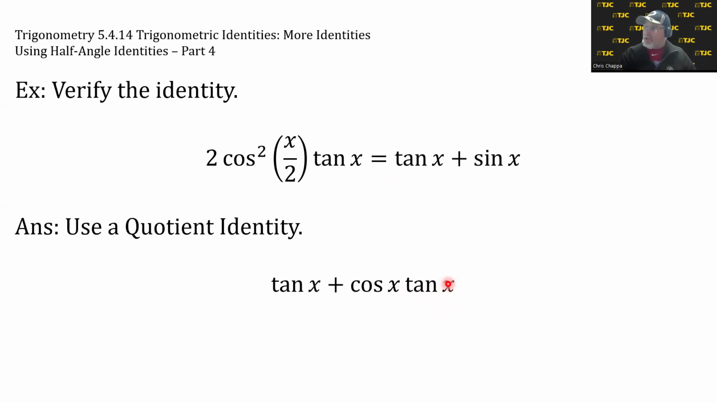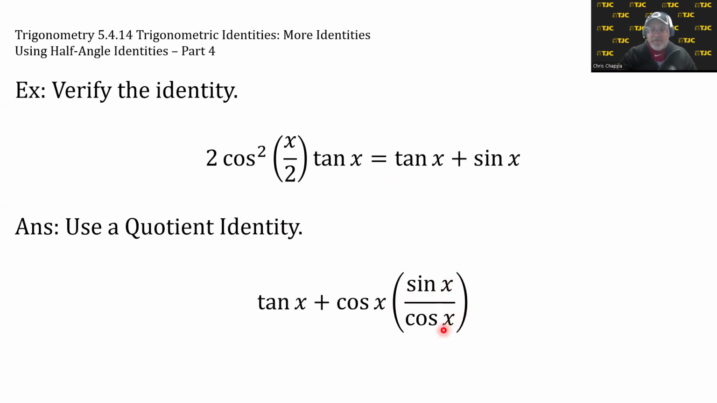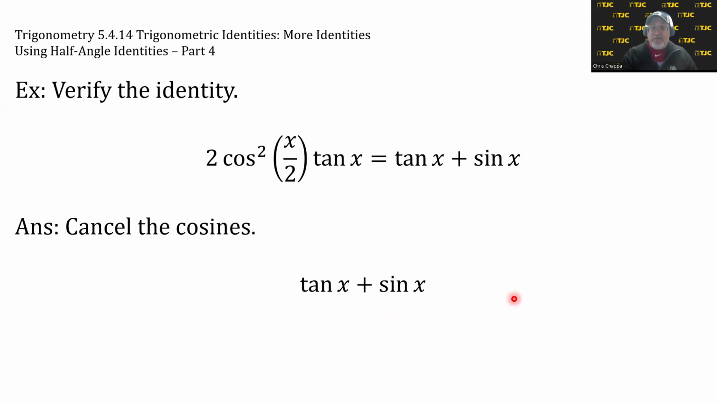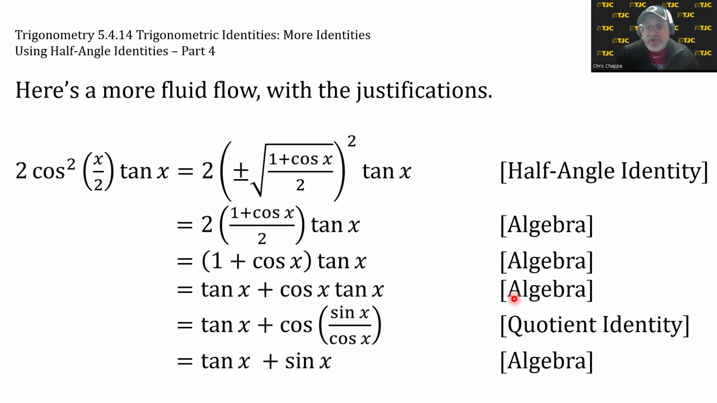and what better way to do that than to replace it using a quotient identity? Tangent of x equals sine of x over cosine of x. And I think you see the end now. At this point, we'll cancel the cosines, and we'll be left with tangent of x plus sine of x, which was our final destination. If you were to clean it up and write the flow more fluidly with the justifications, it would look like this.